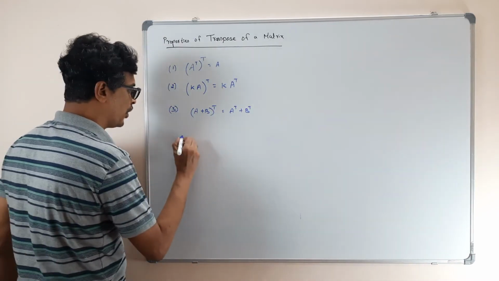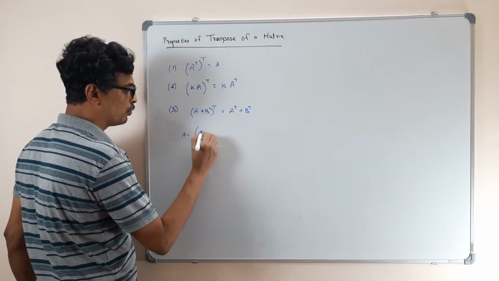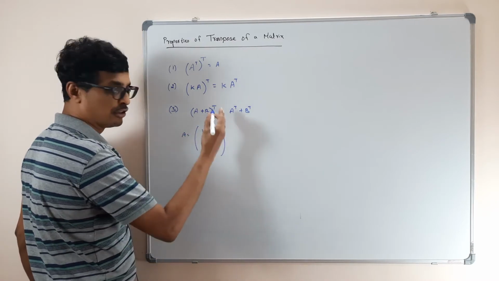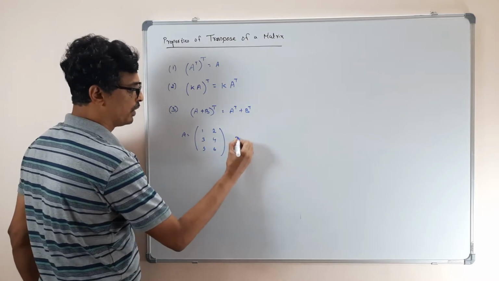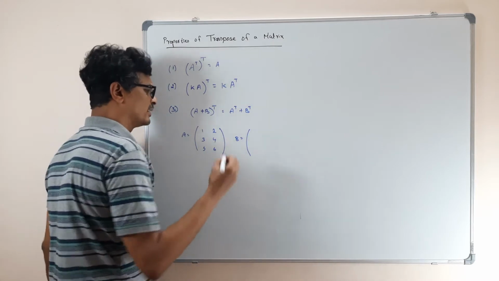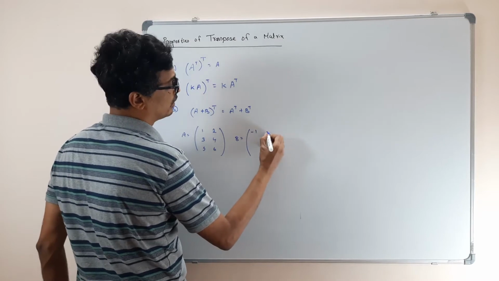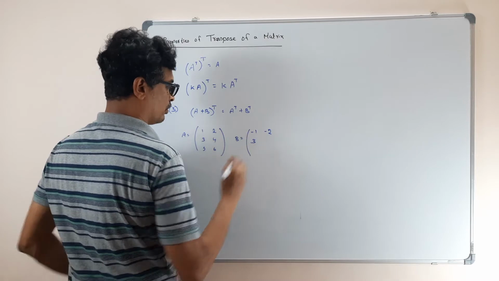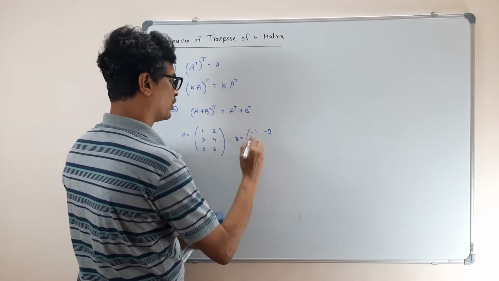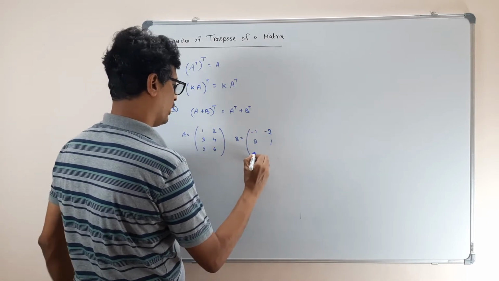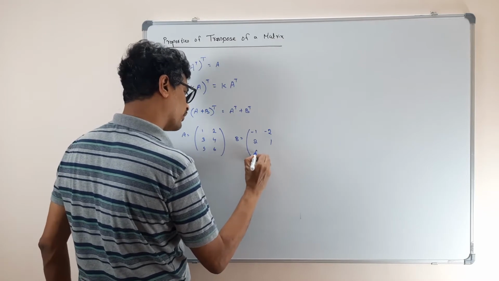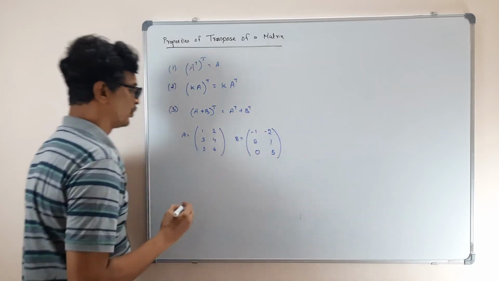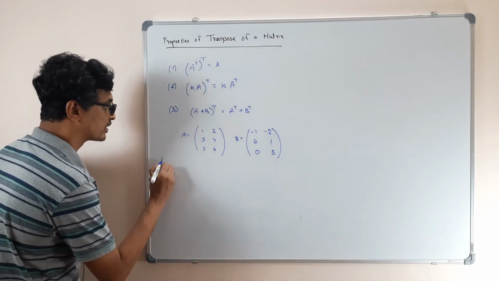Let us take A. A will be equal to, say, 1, 2, 3, 4, 5, 6. You have to add it with B, so the order has to be the same. So B will be equal to, let us take the same order, minus 1, minus 2, then 2, 1, and you take 0 and 5. So what is A plus B? Let us do the LHS.